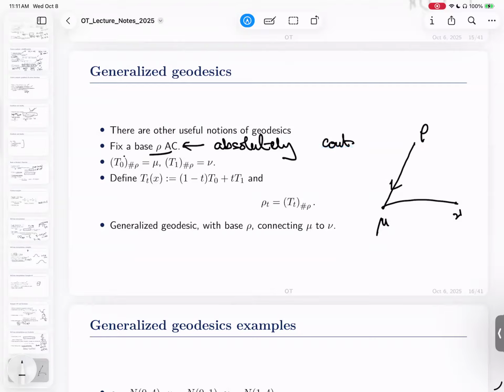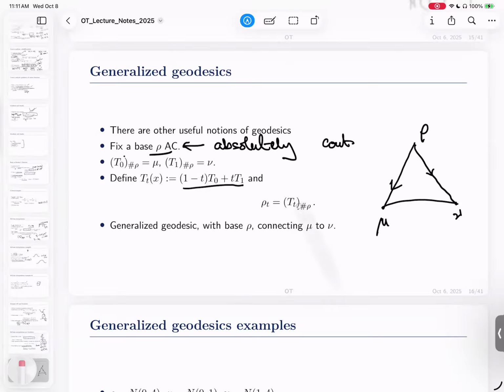Typically, in this case, rho is taken to be either normal or uniform over a ball or something like this. But that's beside the point. Any absolutely continuous measure will do. Then there exists some T0 which will push forward my rho to mu. There will exist some T1 which will push forward my rho to nu. And now I define these intermediate transports, which are a convex combination of these two. So it's (1 minus t) T0 plus t times capital T1. And I define my rho t to be the push forward of rho by this capital T of t.